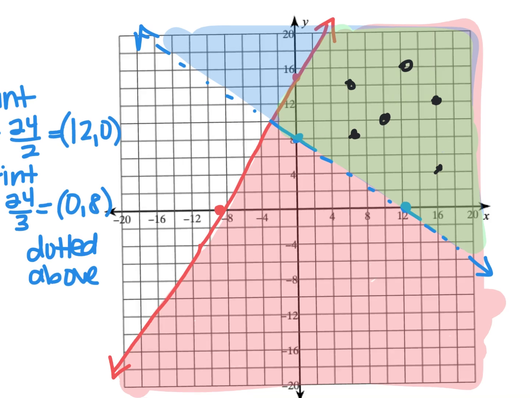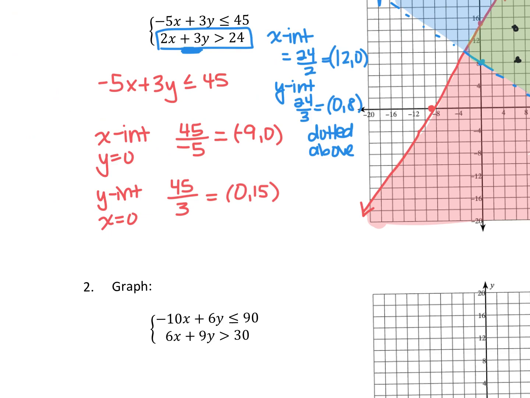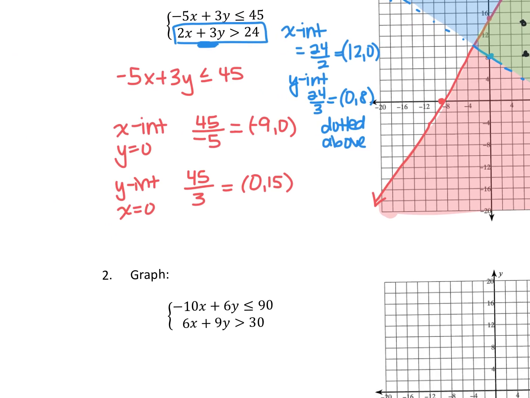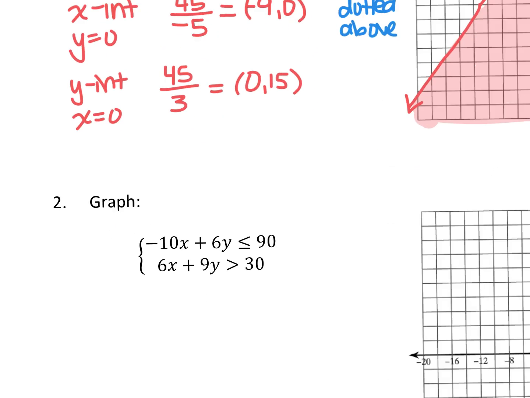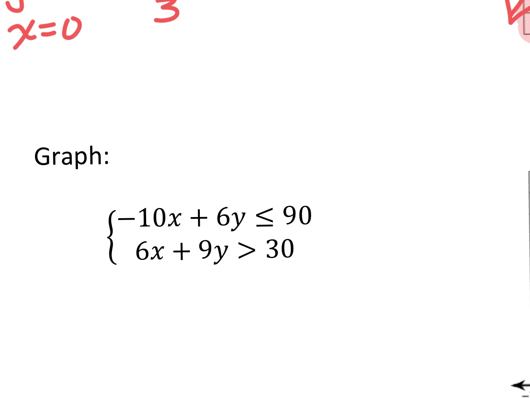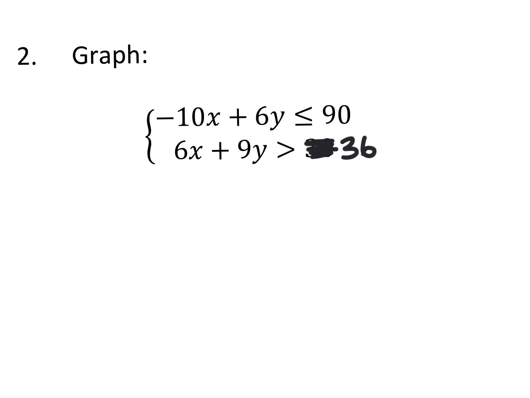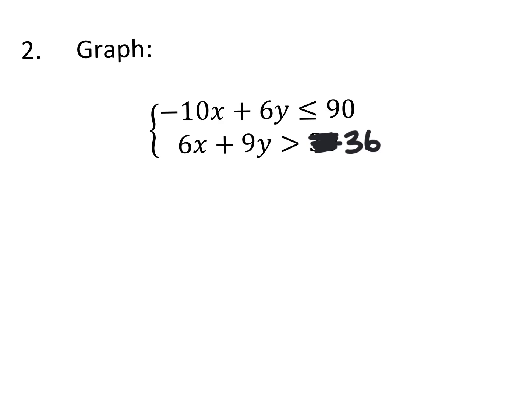Okay, let's go ahead and graph number 2. Number 2, there's a typo on the 30. Instead of 30 right here, it should be 36. And you'll see why in a minute. I'm going to graph this one by solving it for each inequality for y, and just show that way of graphing it. So I have negative 10x plus 6y less than or equal to 90.